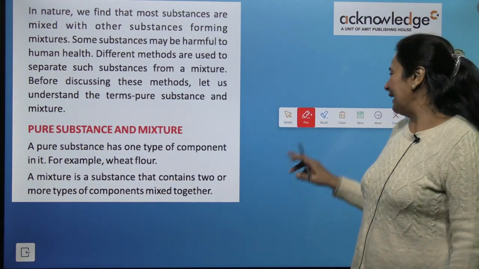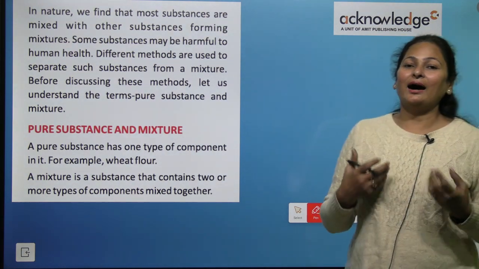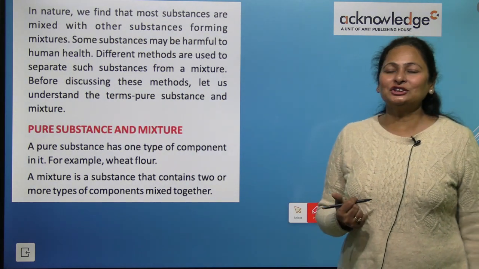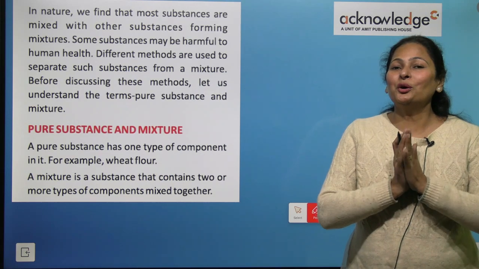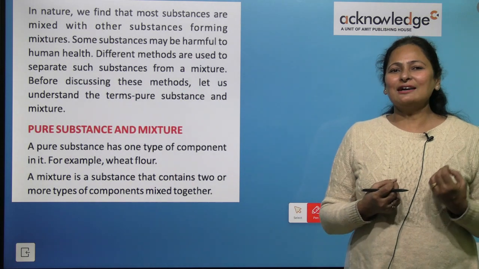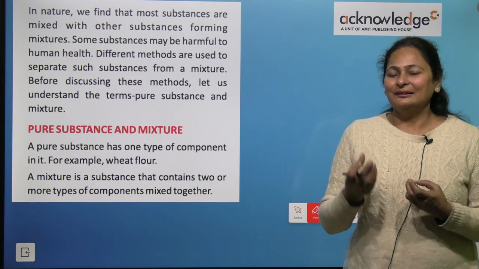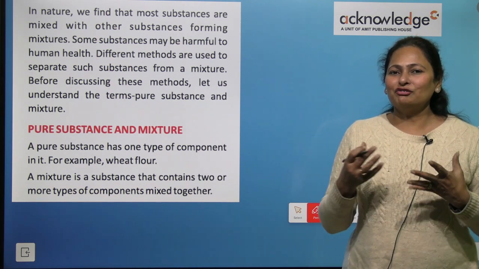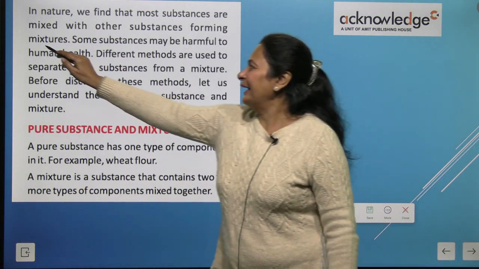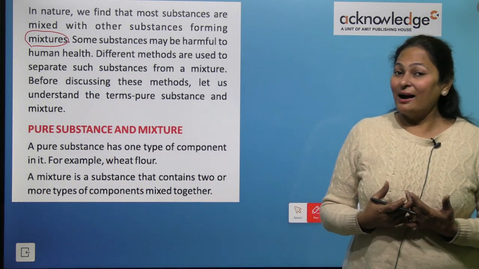So let's start. In nature, we find that most substances are mixed with other substances, forming a mixture. So when two or more substances are mixed, this is called a mixture. You have also seen different kinds of mixtures at home that you eat, like namkeen. It has different types of namkeens added together. So this is called a mixture. A mixture is when two or more substances are mixed together.